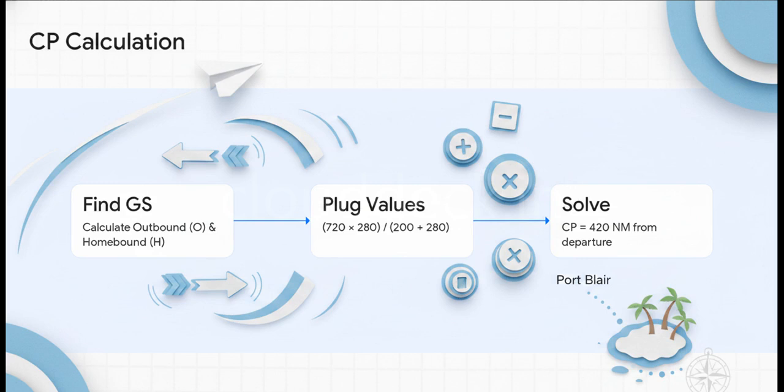720 times 280 divided by the sum of 200 plus 280. That's 201,600 divided by 480. Do the math, and step 3 reveals our critical point is exactly 420 nautical miles from Chennai.